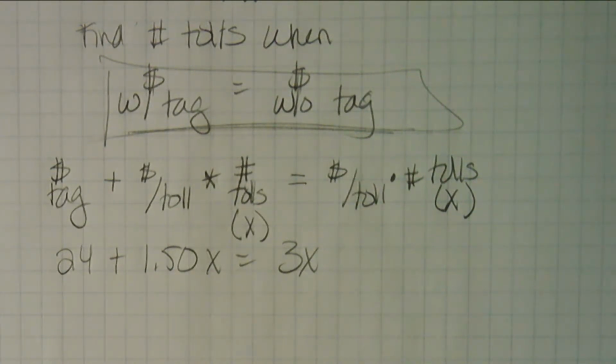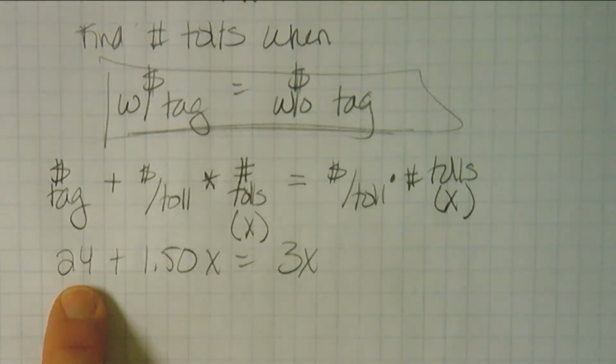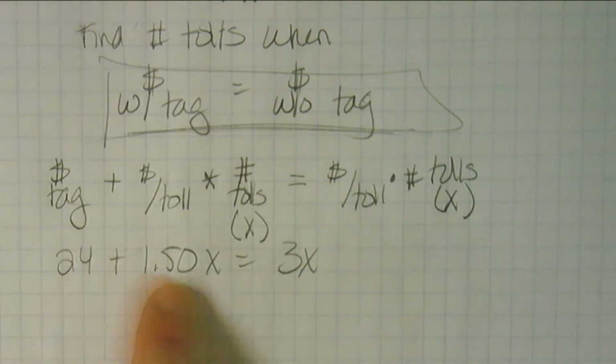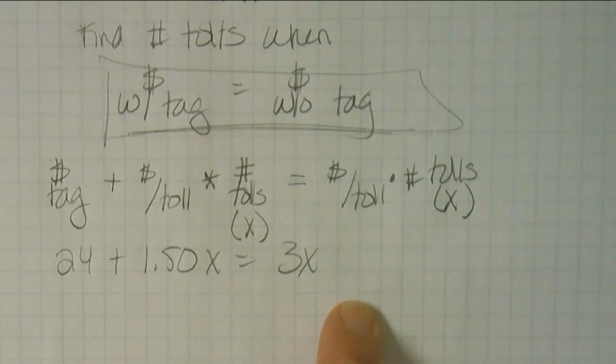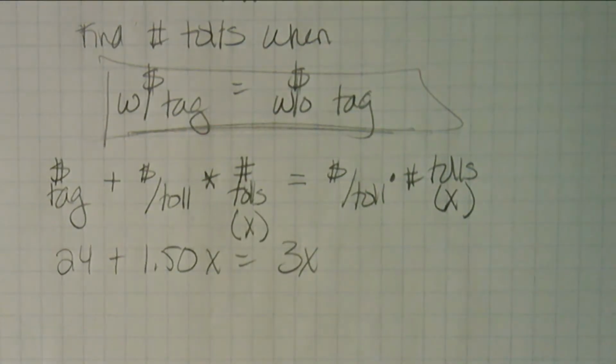Why did you switch them? What does the $3 represent? Then why did you put it with a tag? If you are buying a tag, you pay $24, and you pay $1.50 every time you go through. If you don't have a tag, you pay $3 every time you go through. So you have to make sure that you match the information together.